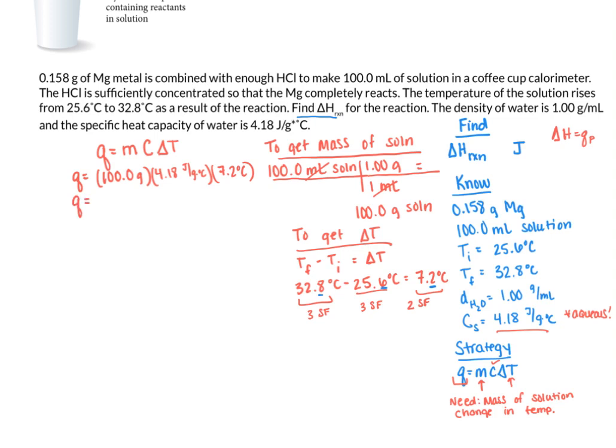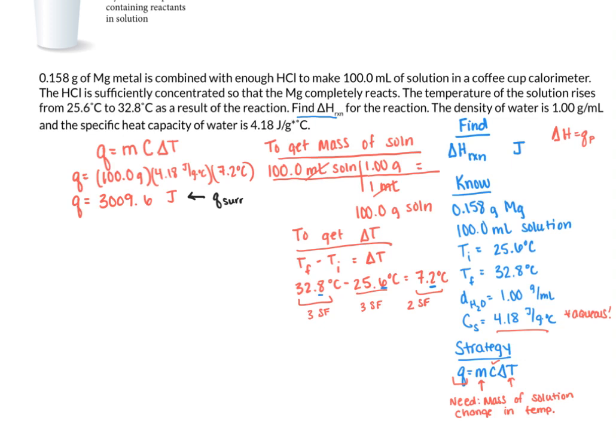So when we solve that, we get 3009.6 joules. And so what is this value exactly? This value is actually the Q of the surroundings, because that's really what we measured. We measured the temperature of the solution. The solution is considered the surroundings.